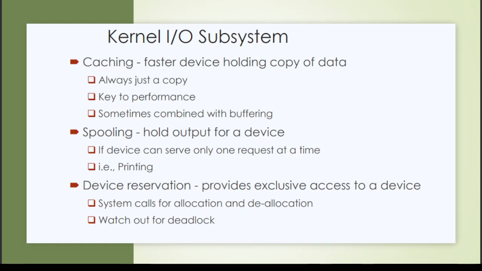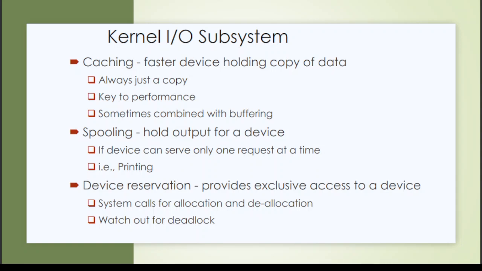Caching: a faster device holding a copy of data. Cache is a small space of memory that is generally placed very near to the CPU, and it is very fast to access. It always contains a copy of the data. We generally use cache to match the performance of the CPU to other devices. Sometimes it is combined with buffering.